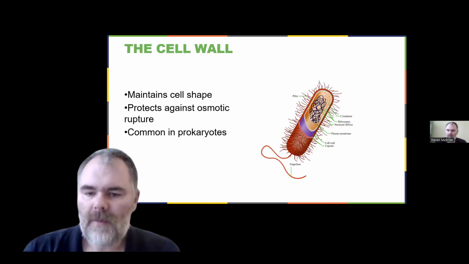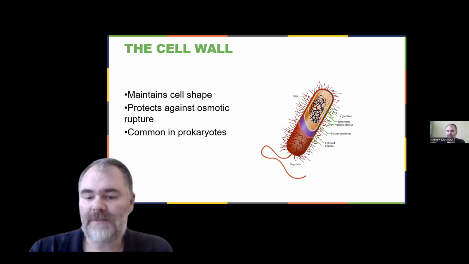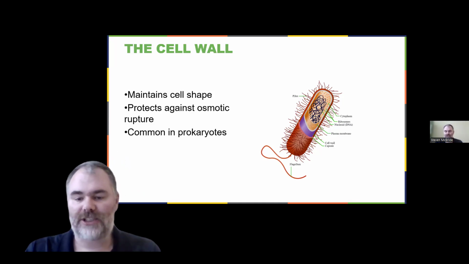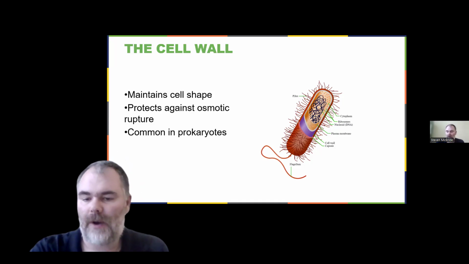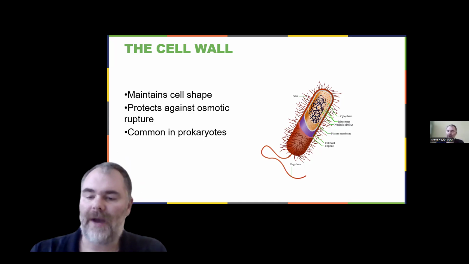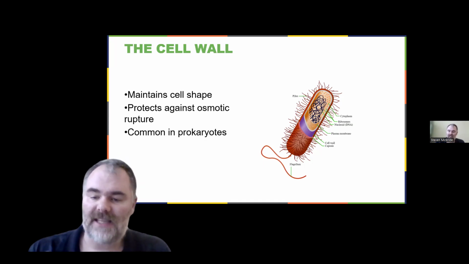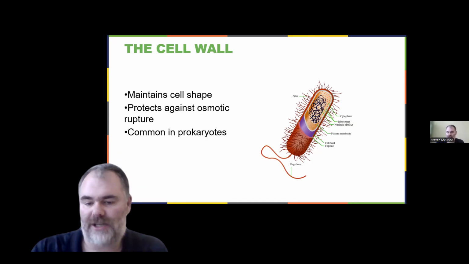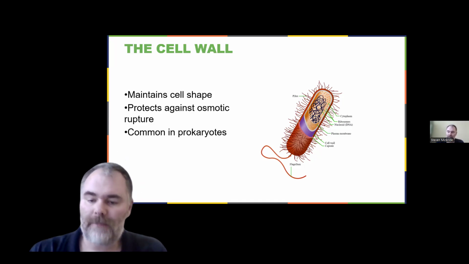The cell wall is a rigid structure located outside the plasma membrane. One of its most important functions is maintaining cell shape. Without the support of the cell wall, many bacteria would not be able to maintain their characteristic morphology. The cell wall also protects against osmotic rupture. Because cells often contain higher concentrations of solutes than their surrounding environment, water frequently moves into cells through osmosis. This creates internal pressure, sometimes called turgor pressure. The rigid cell wall helps resist that pressure and prevents the cell from bursting.